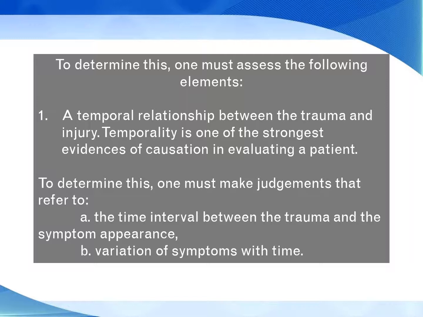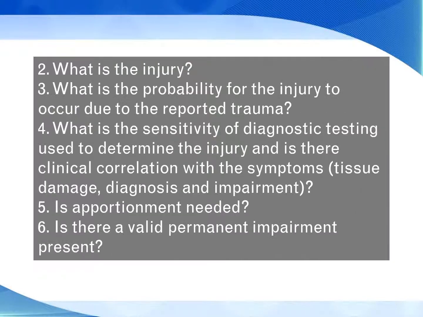1. A temporal relationship between the trauma and injury. Temporality is one of the strongest evidences of causation in evaluating a patient. To determine this, one must make judgments that refer to A. The time interval between the trauma and the symptom appearance, and B. Variation of symptoms with time.